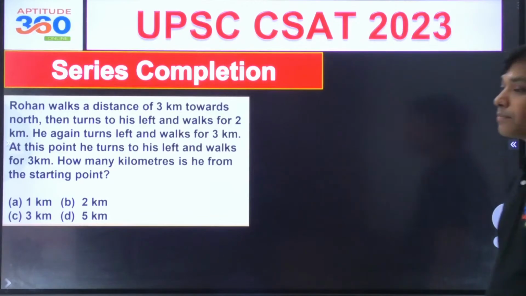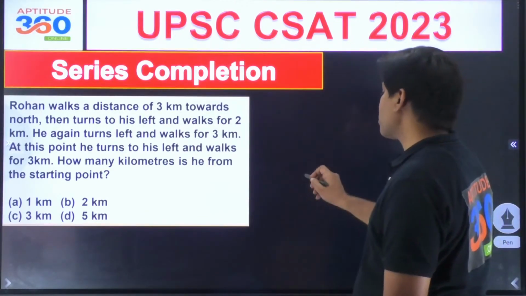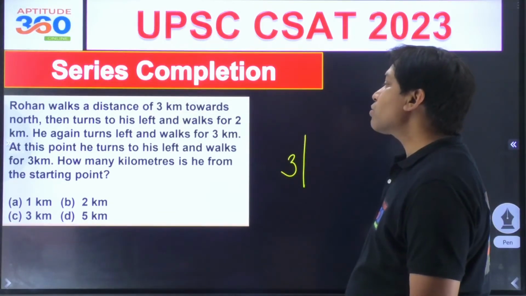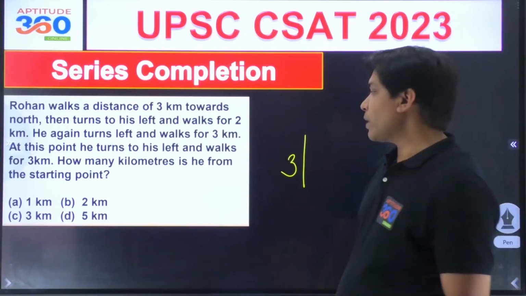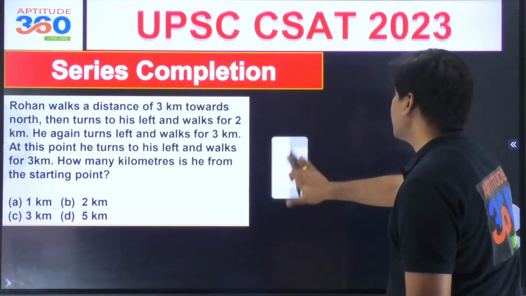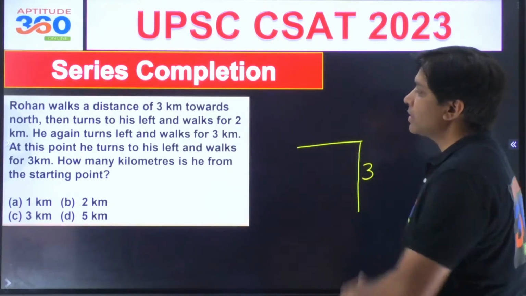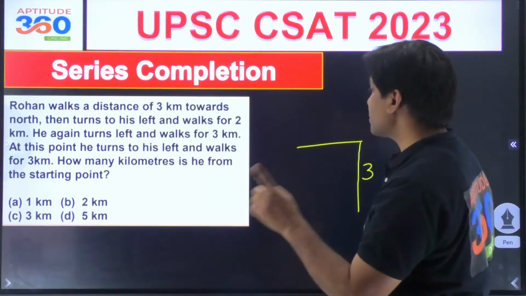What is the answer? 3 kilometers. Rohan walks a distance of 3 kilometers towards north. So 3 in the north, right? And then he turns to his left. What did I say? Left means anti-clockwise. So if it has to be left like this, isn't it? That's the meaning of anti-clockwise. A 90 degree turn in this direction.